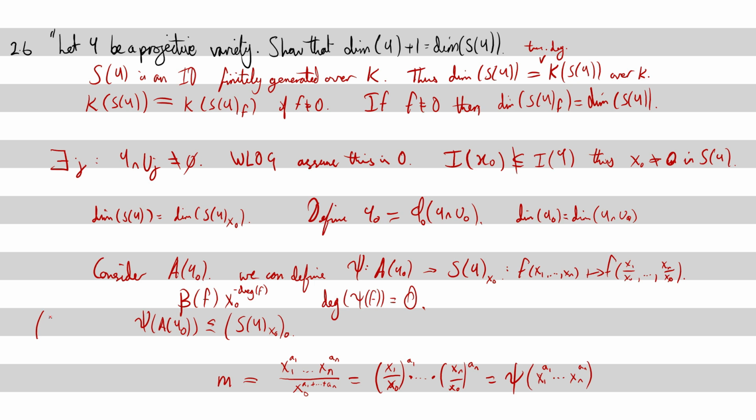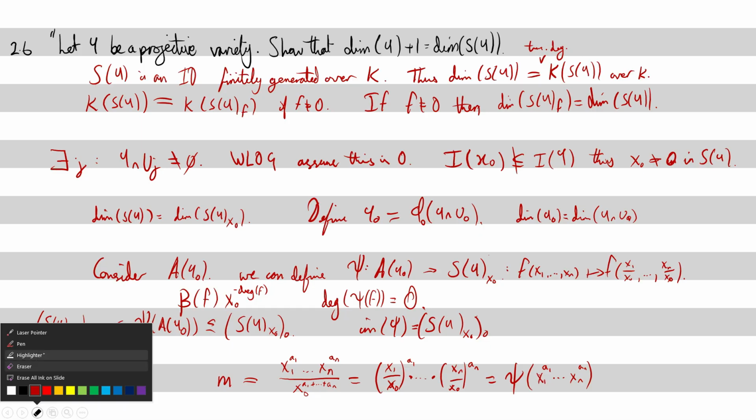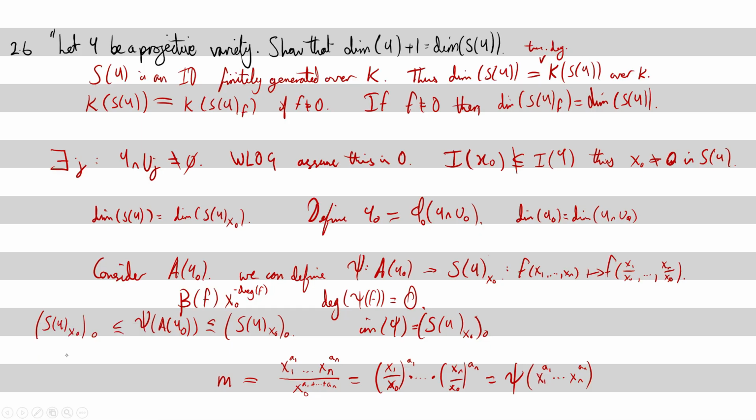So S of Y localized at x naught, the degree 0 elements. So the image of our psi is equal to S of Y x naught degree 0. So what we have is surjectivity, which is what Hartshorne tells us to want. But do we have injectivity? And the answer is absolutely yes.